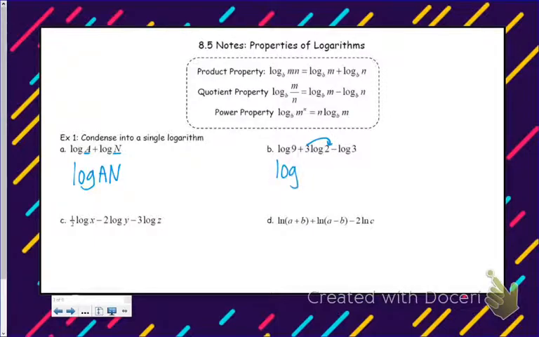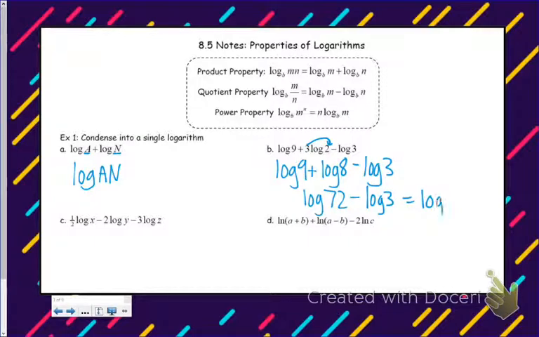With these values, a number in front becomes the exponent on that argument. So this is now log 9 plus the log of 2 to the third, which is 8, minus the log of 3. Adding logs, we would multiply, so this is the log of 72 minus the log of 3. If you are subtracting logs, you divide the arguments. So this would become 1 log, and then I would divide the arguments. So this is 72 over 3, which would be the log of 24.